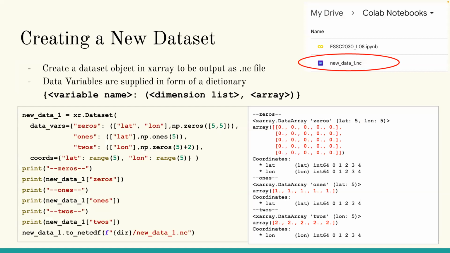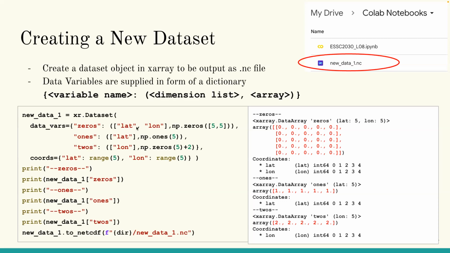This is starting from scratch. If you have no data, nothing at all, you're starting with an empty box so that later you can put data in. So this is how you do it. You first of all set a new data set in here, Xarray data set. And the data vars is how you set the new variable. So the first variable is named zeros, the second variable is named ones, and the third variable is named twos.